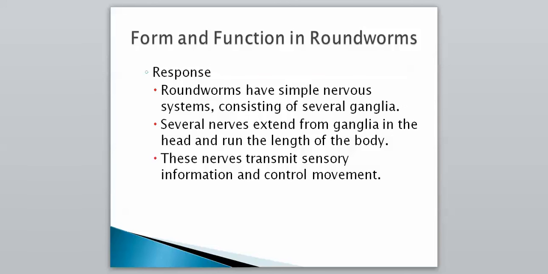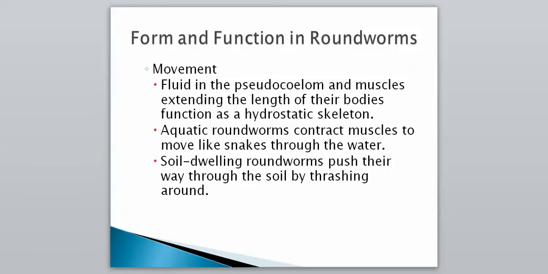And then how do they respond? Roundworms have a simple nervous system that consists of several ganglia, remember, that's just a concentration of nerve cells. Several nerves will extend from the ganglia in the head and run the length of the body, and these nerves transmit sensory information and control movement. So they can sense the environment with their ganglia, and the nerves help them control their movement as well.